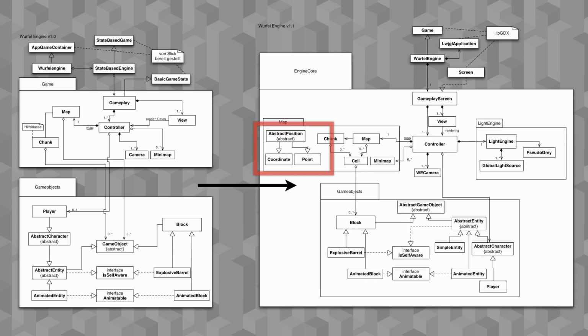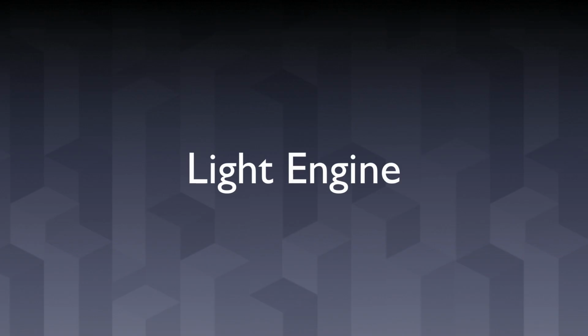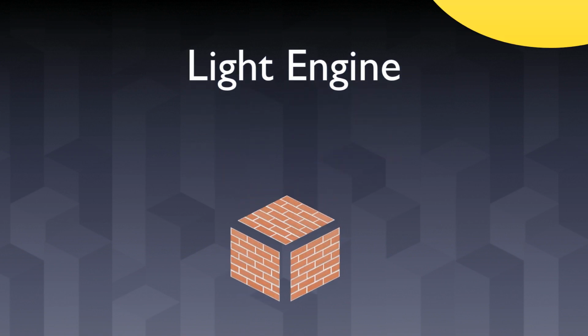Interesting points are the position classes, which make working with the engine much easier because they handle coordinates automatically, and the new light engine. I tried to bring the graphics of isometric games to a new level. The new light engine introduces dynamic global lighting. It's super efficient and it's more than a simple daylight blending like in most isometric games in the past. Let me explain how it works.